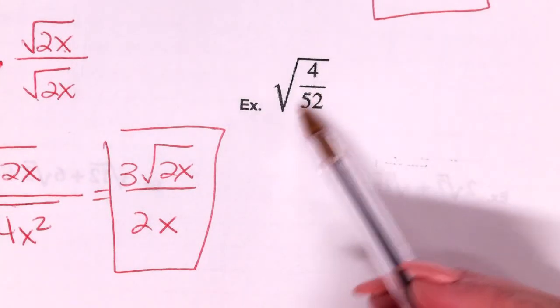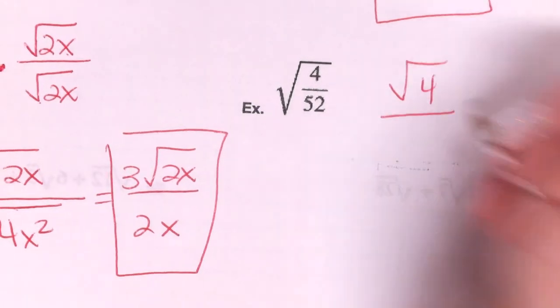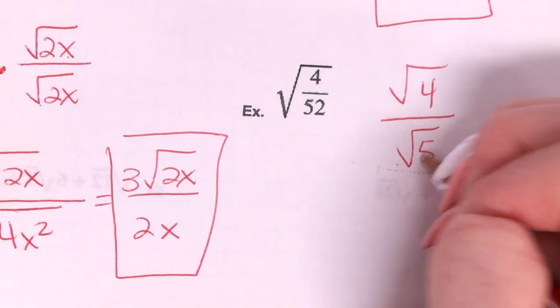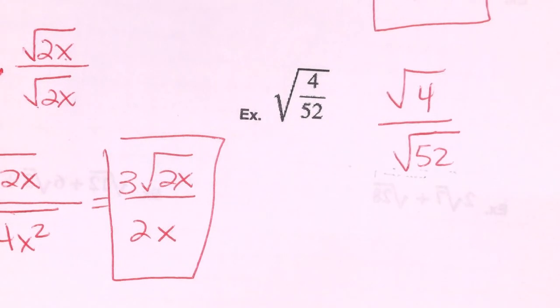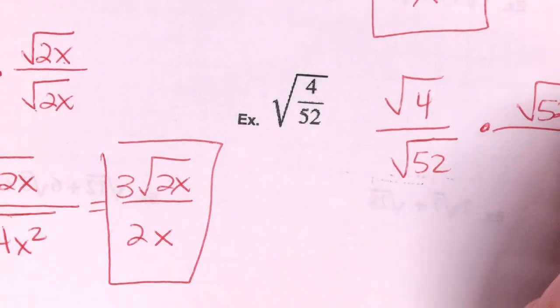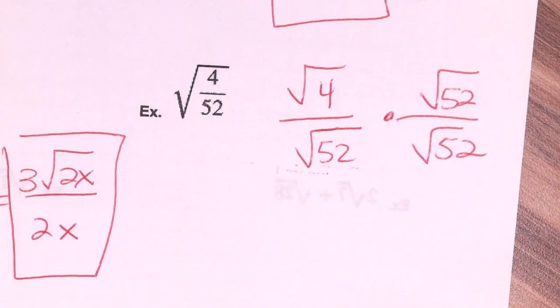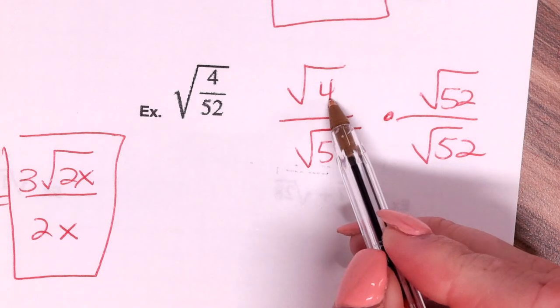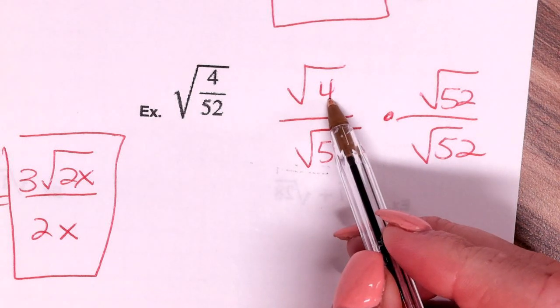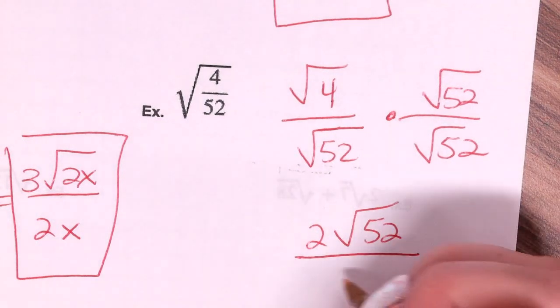How would I simplify this? Square root of 4 over square root of 52. So what am I going to do to get rid of that square root of 52? Multiply by the square root of 52 on top and bottom. What's the square root of 4? I'll just pull that out. 2 times the square root of 52 over 52.